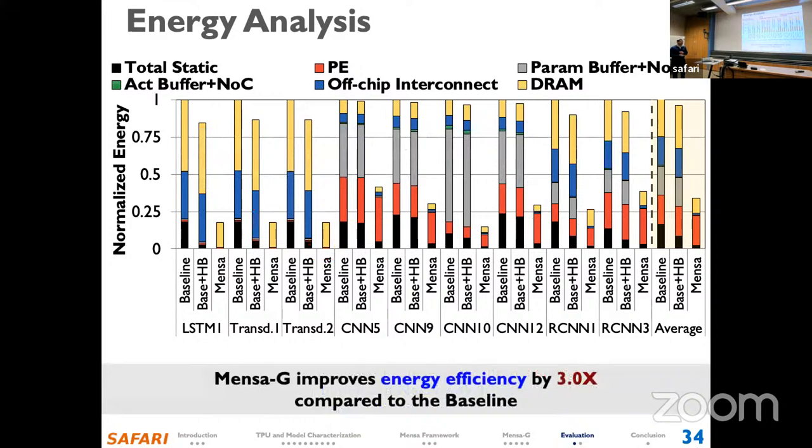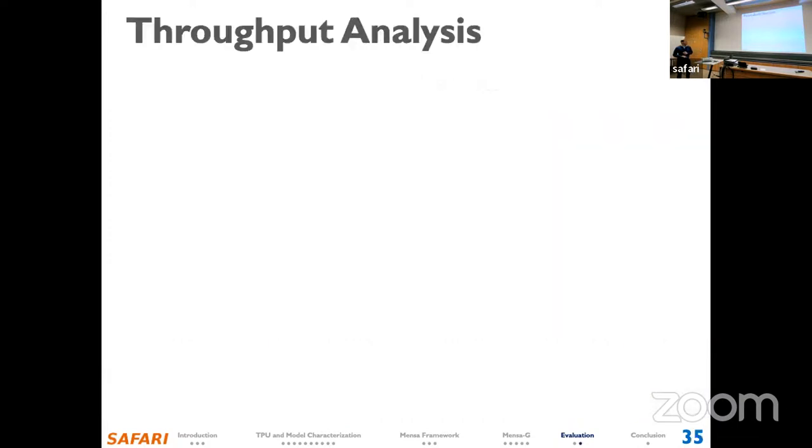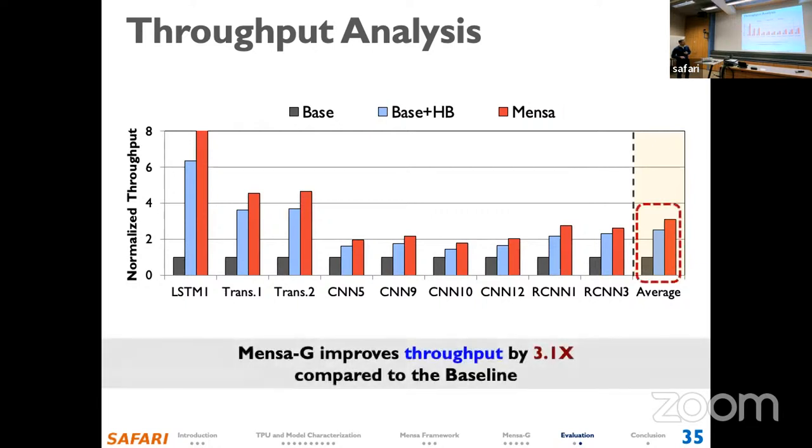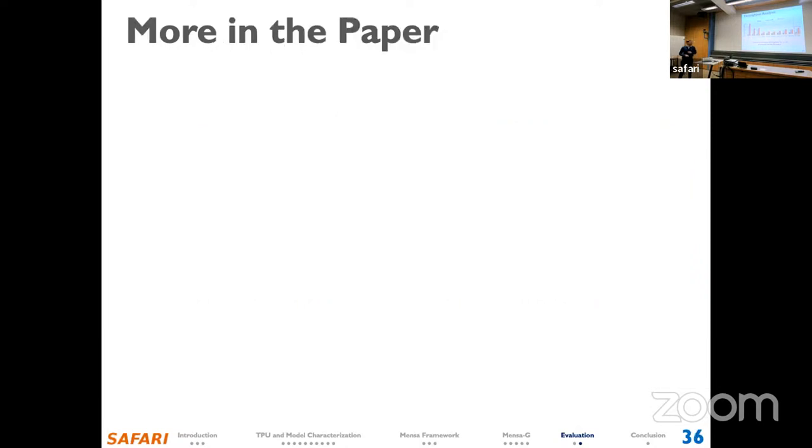So overall, MesaG improved the energy efficiency compared to the baseline HTTPU by 3 times. And then you have the throughput analysis as well. And this, again, is just a summary. In the x-axis, we have the different models. In the y-axis, we have the normalized throughput. Values are normalized to the baseline Google HTTP accelerator. And then we see that MesaG improves throughput by 3.1 times compared to the baseline accelerator.